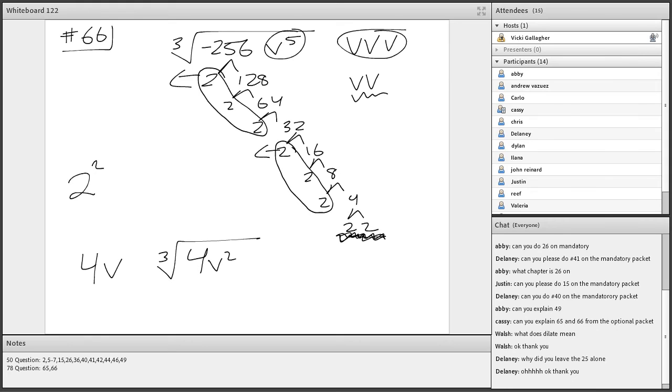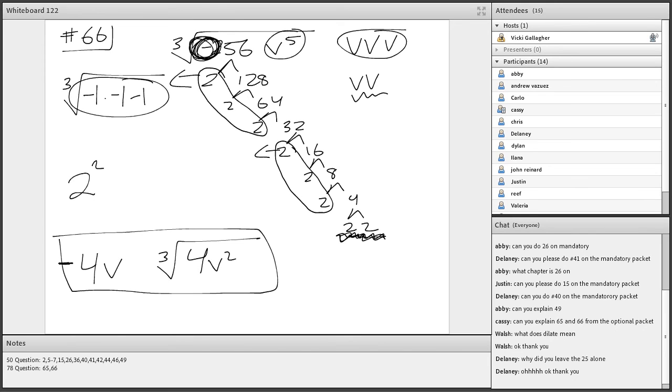All right, now for the negative sign, it's okay to have negatives underneath a cube root, because that's like -1 times -1 times -1. So you can have a 3 of a kind. And so if you have a negative under a cube root, it actually just means that your answer is going to be a negative number. So the letter I is only for square roots. So if you have a square root of a negative, then you would put an I in your answer. But if it's a cube root, then you just put a negative sign in your answer. And so this is the final answer for number 66, -4v, and then the cube root of 4v squared.